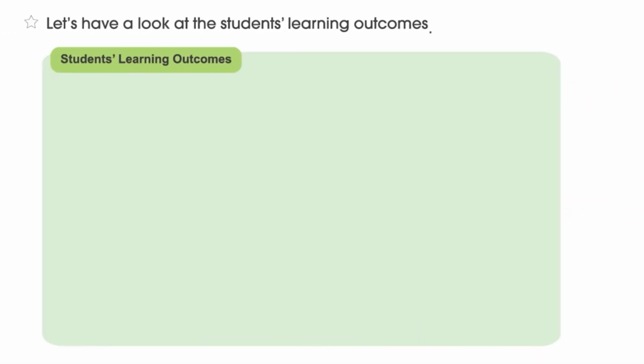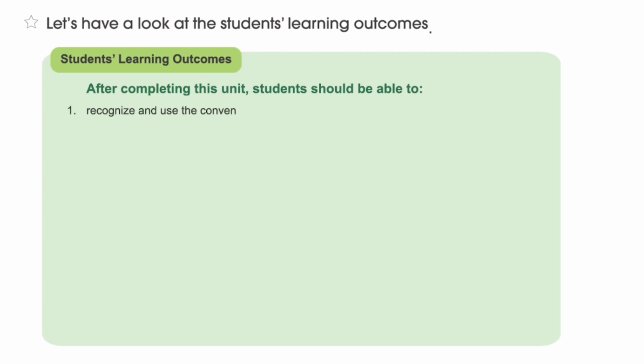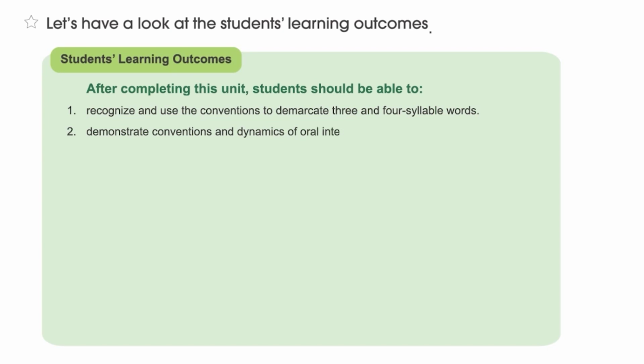Let's have a look at the students' learning outcomes. After completing this unit, students should be able to recognize and use the conventions to demarcate 3 and 4 syllable words. Demonstrate conventions and dynamics of oral interactions in group to lead and follow.